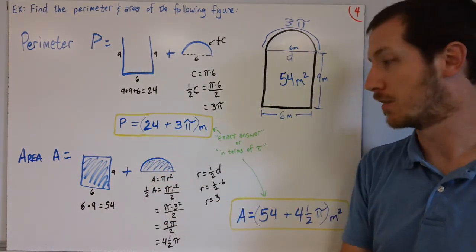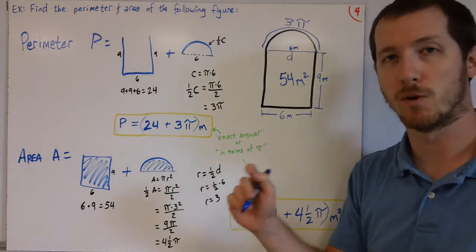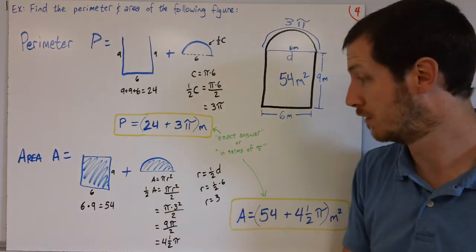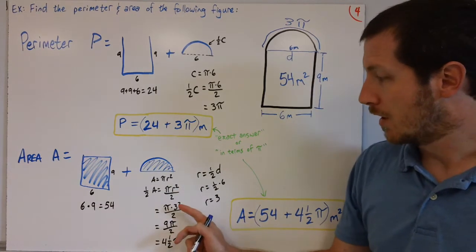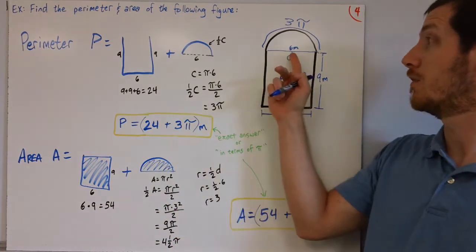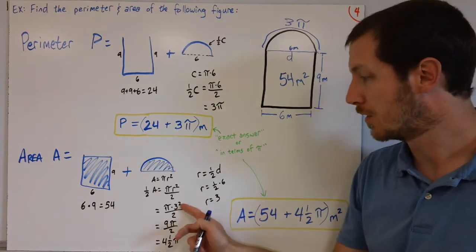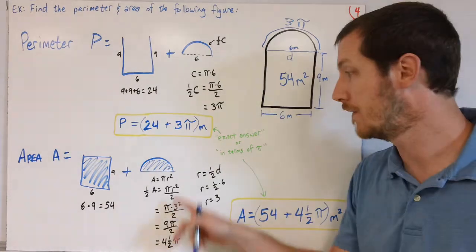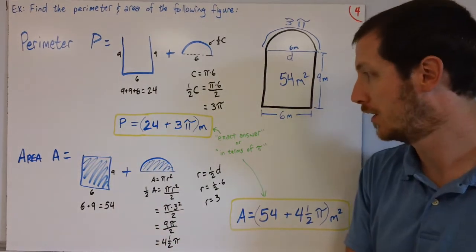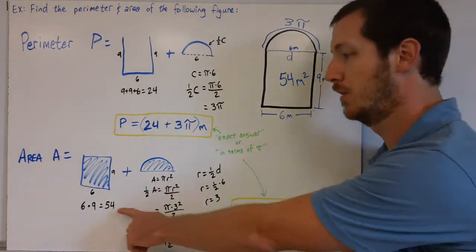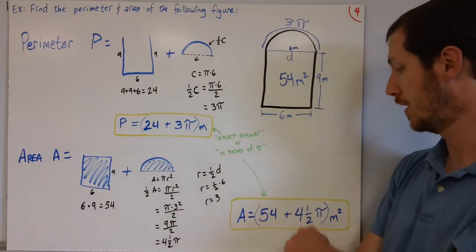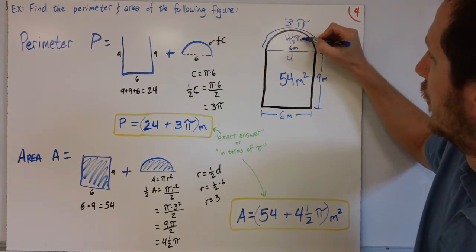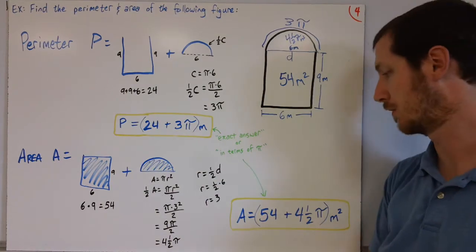To find the area of our half circle, well, the formula for the area of a circle is pi r squared. We only want half of that because we have a half circle. So we'll plug in 3 for our radius, since our radius is half of our diameter. So 3 squared is 9. Half of 9 is 4.5. So the area of this half circle is 4.5 pi. Again, if we want the exact answer, we get 54 meters squared plus 4.5 pi meters squared, which was our half circle.